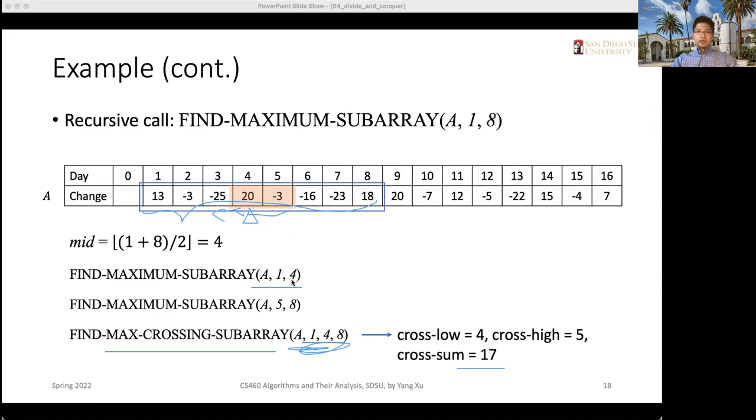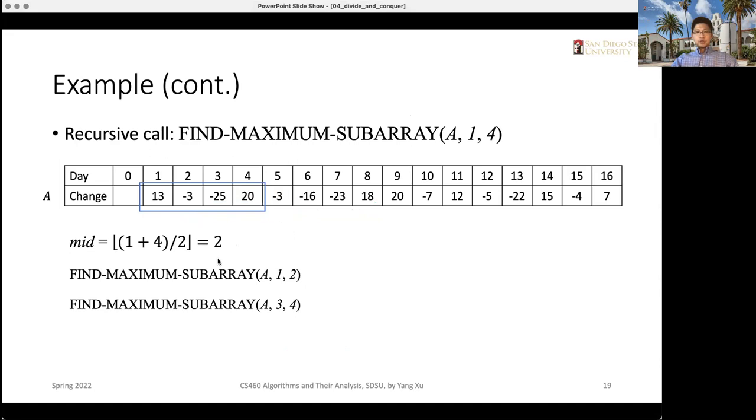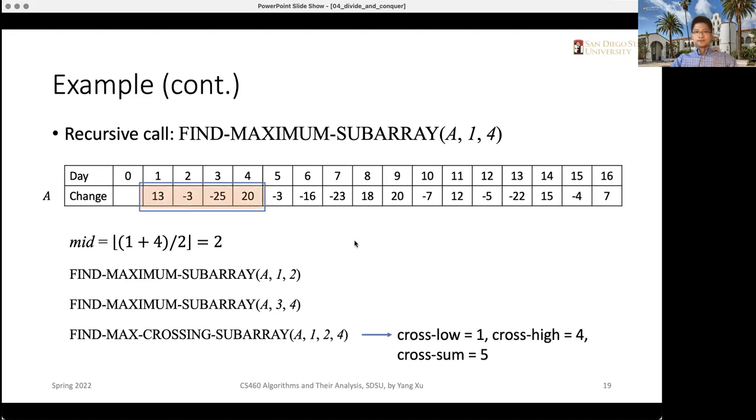So let's go into this recursive call deeper, which gives us a new midpoint, right? The new midpoint is 2. So with the new midpoint 2, there are 2 new subarrays, recursive calls occur, and 1 new crossing subarray call is encountered. This crossing call actually gives us a cross summation, which is 5. As you can see, it's getting smaller, right?